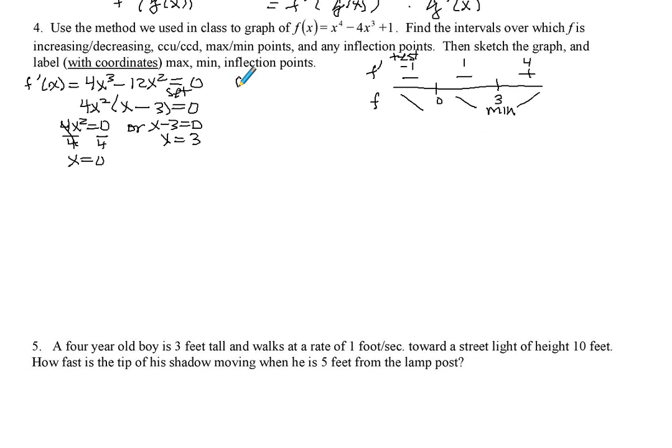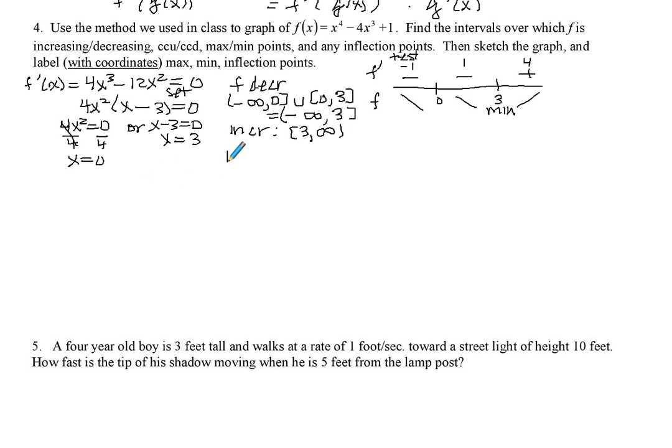So f is decreasing from negative infinity to 0 and then also from 0 to 3. So union 0 to 3, which we can put those together, and that's from negative infinity all the way up to 3, it's decreasing. And then increasing is going to be from 3 to infinity. And remember, we close these up because it starts increasing at 3, stops decreasing at 3.